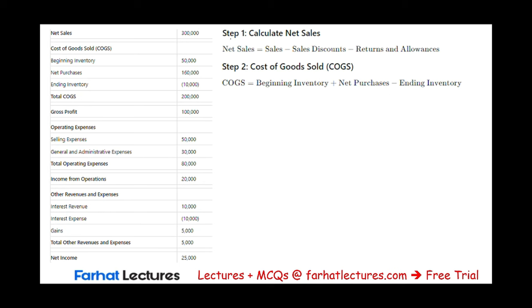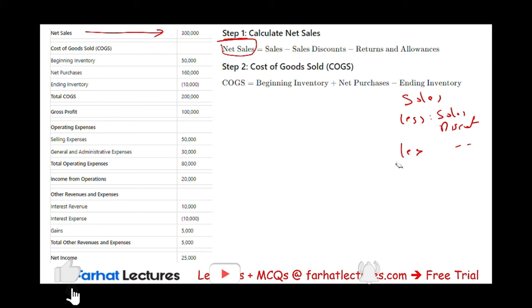First, step one in the multiple step income statement is we compute net sales. Now, on a multiple step income statement, you will see sales less sales discount. You would show the sales discount less returns and allowances. You will see those. But for the sake of space, I just put net sales 300,000, but you have to understand net sales will be shown in a multiple step income statement.